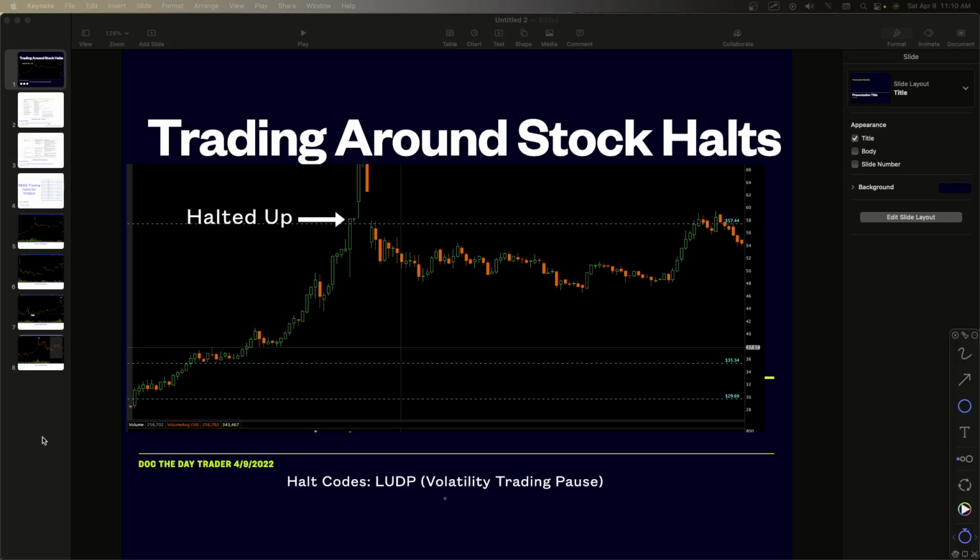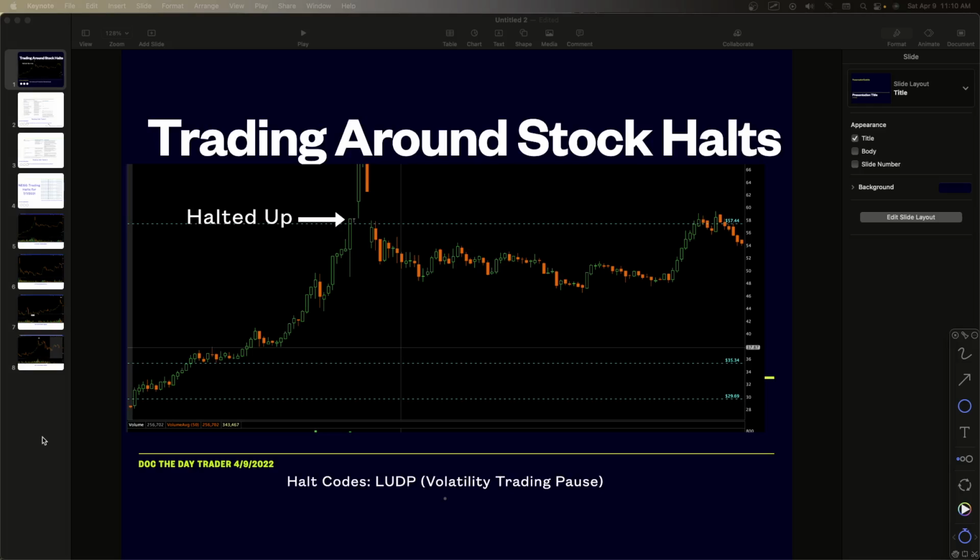There are different guidelines for different priced stocks. There are also different guidelines for different times of the day, and we'll go over a little bit of that as well. So stocks do not halt on a circuit breaker pre-market or after hours. Also, over-the-counter stocks, pink sheets, don't halt. Warrants won't halt unless there are certain circumstances.